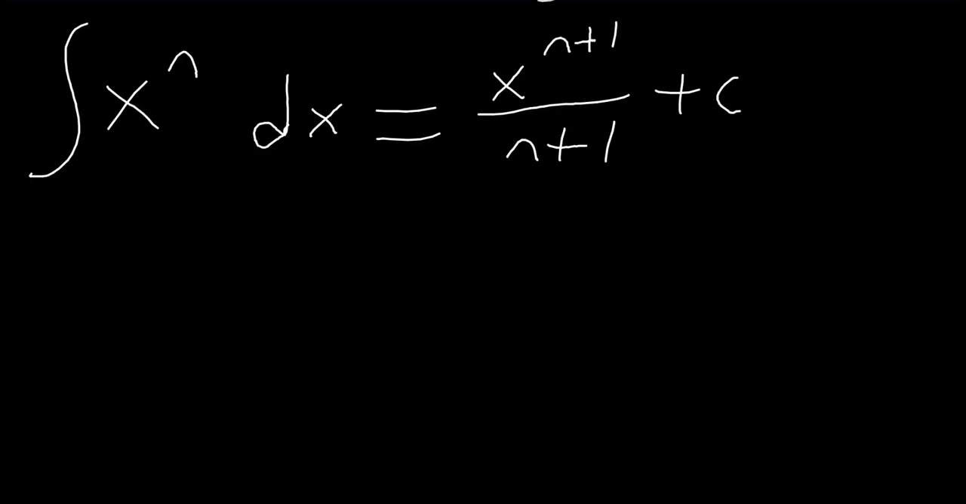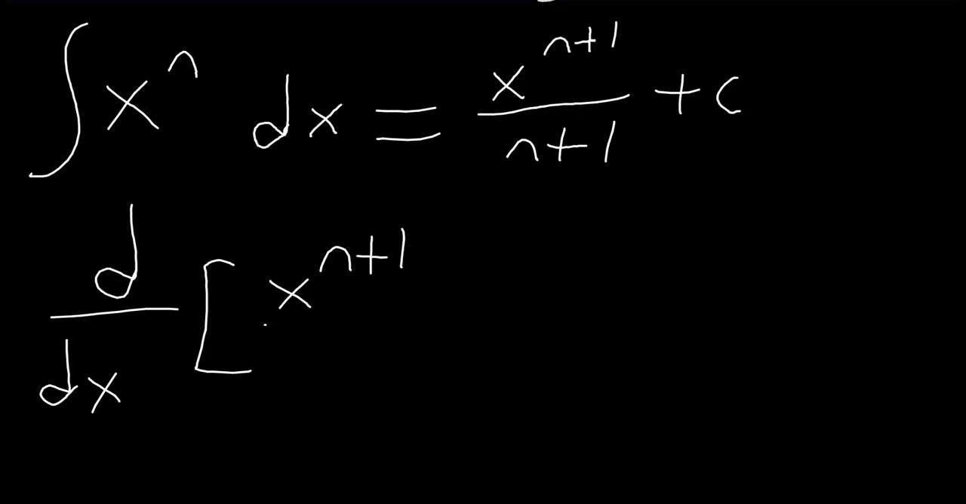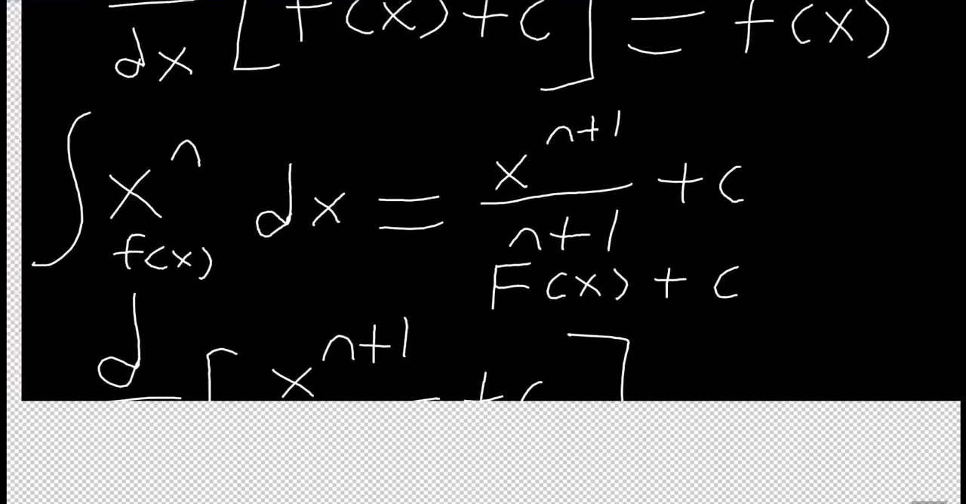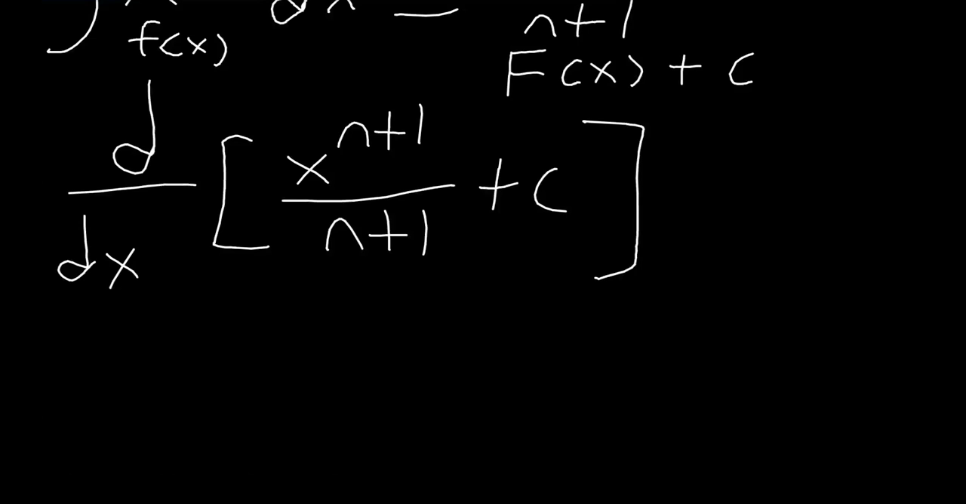You can verify this because if we take the derivative of this, we should be left with x to the n, because that's the integrand. This is f of x, and this is capital F of x plus c. So if we use the logic from above, if we take the derivative of capital F of x plus c, we should get f of x. Let's find out what this is.